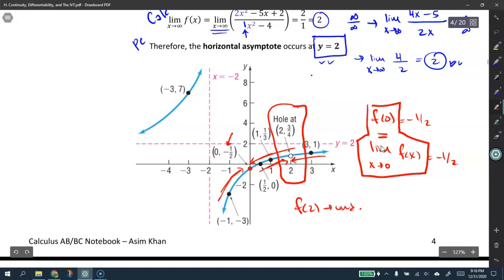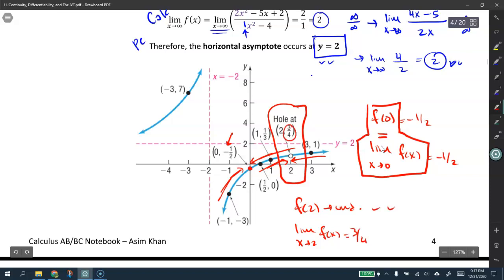When you're coming to 2, remember, open circles don't cause any problems for us. So the limit actually exists at 2. That's not an issue. This is a perfectly good answer. 3/4, right? It says 3/4 over here. So that's not the problem.